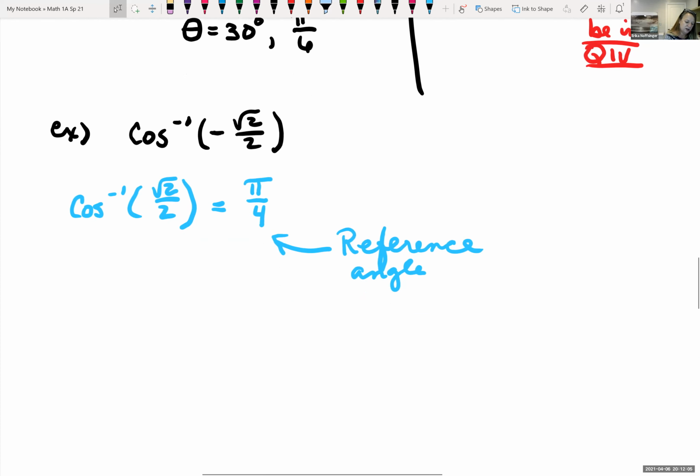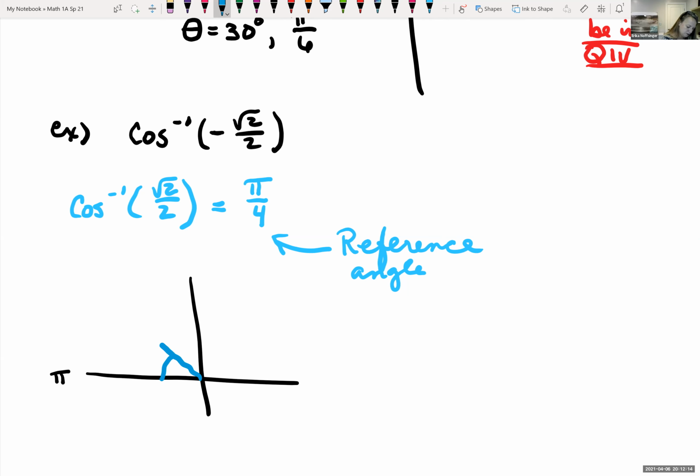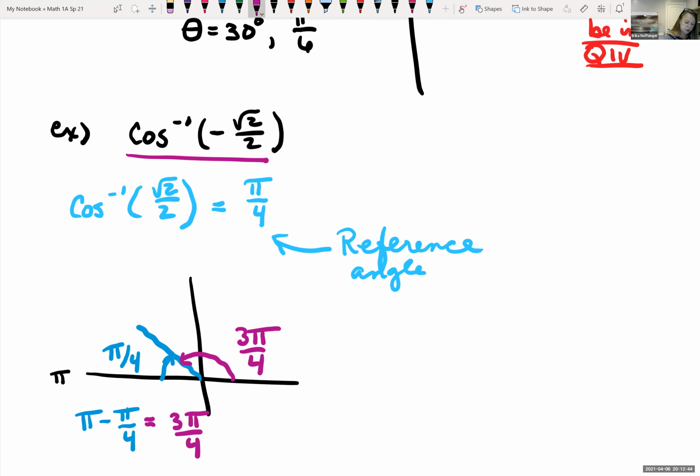And so recall, this is pi, our reference angle is pi/4. So we want to go up here, pi/4. And so to get this angle in here, I could look at this as pi minus pi/4, which is 3pi/4. So this angle in here is equal to 3pi/4, which is an angle between 0 and pi. So our result, cosine inverse of negative root 2 over 2, is equal to 3pi/4.